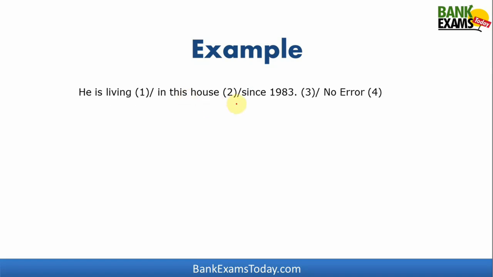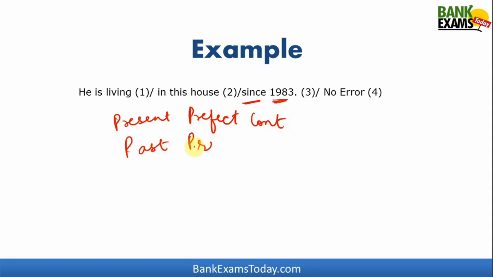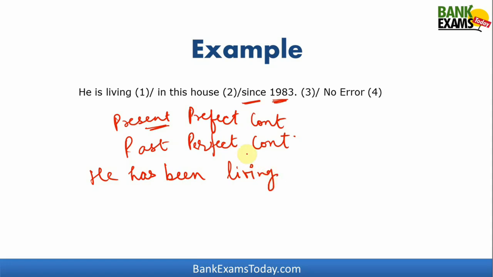"He is living in this house since 1983." We have discussed this many times that if you are given a time, definite or indefinite time, then you must use present perfect continuous tense. Now the person is living in that house since 1983, so we will use present perfect continuous tense, and this will be "He has been living in this house since 1983."